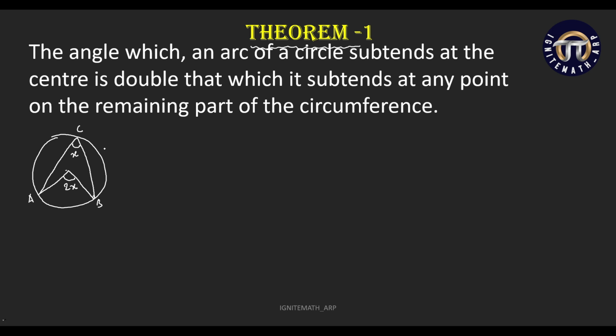Clear? I can rewrite the statement as: the angle subtended at the center of the circle is twice the angle subtended by the same arc in the same segment. Clear, children?